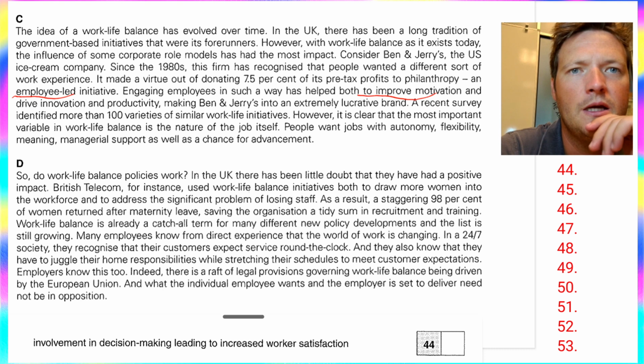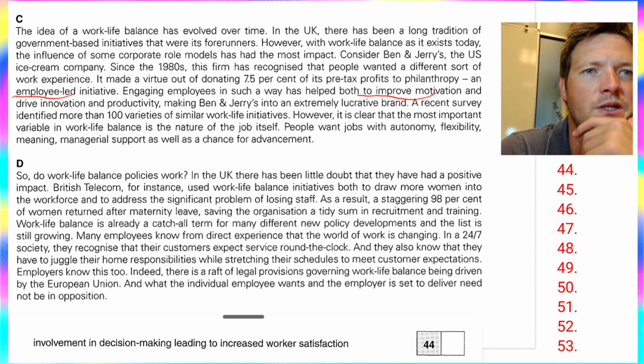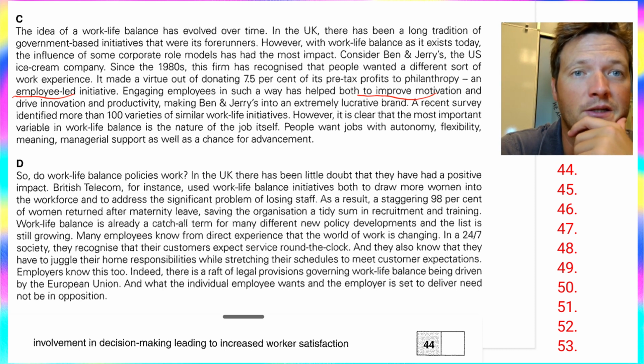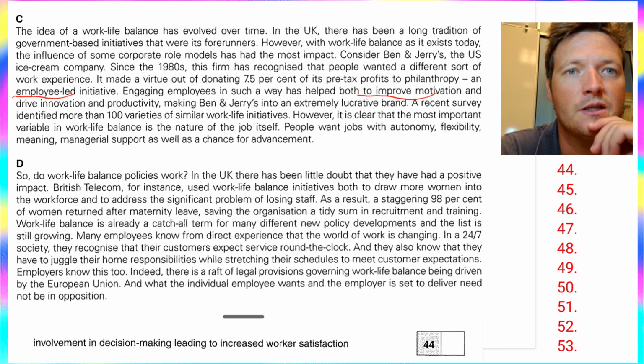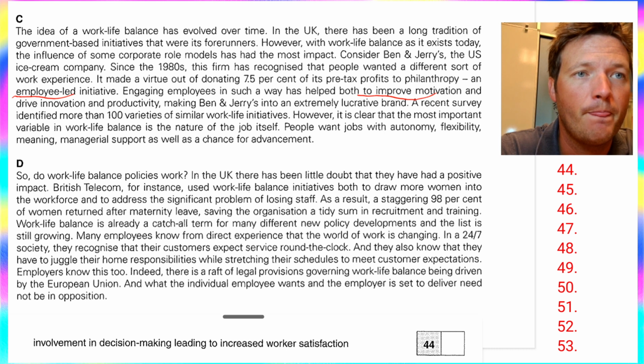D. Do work-life balance policies work? In the UK, there has been little doubt that they have had a positive impact. British Telecom, for instance, used work-life balance initiatives both to draw more women into the workforce and to address the significant problem of losing staff. As a result, a staggering 98% of women returned after maternity leave, saving the organisation a tidy sum in recruitment and training.